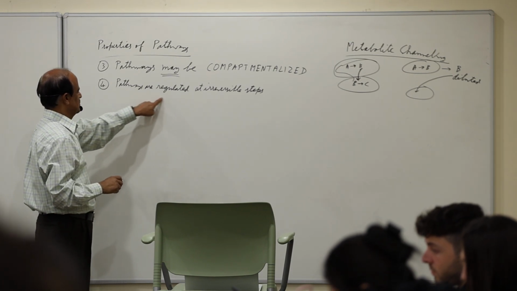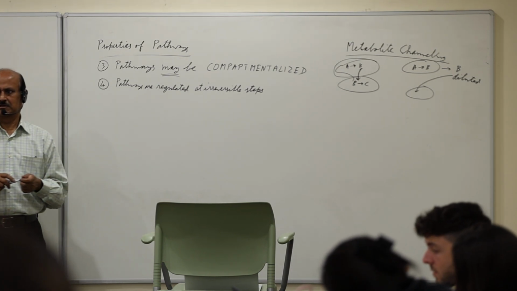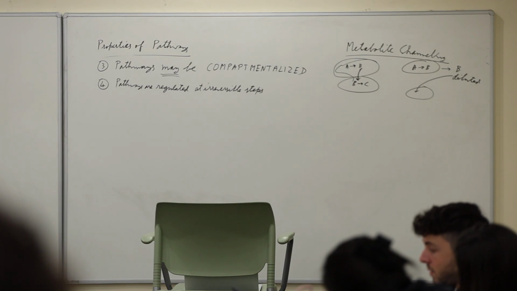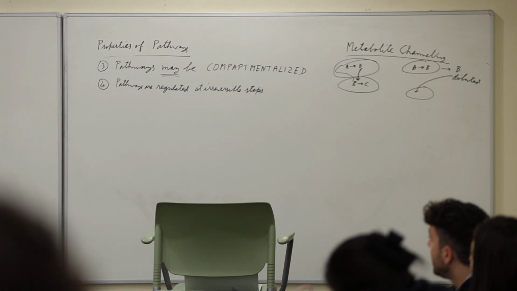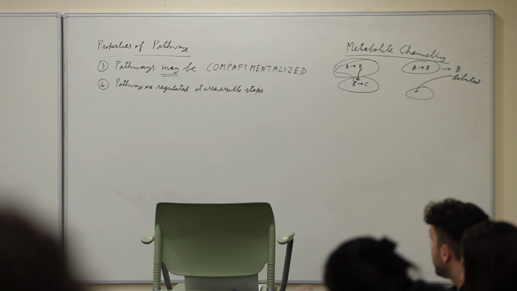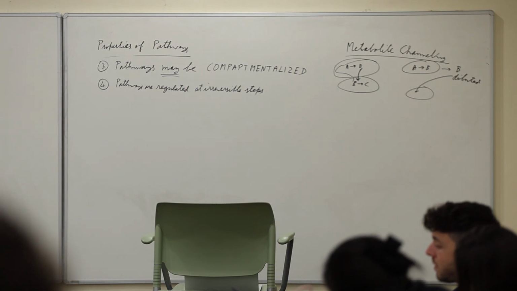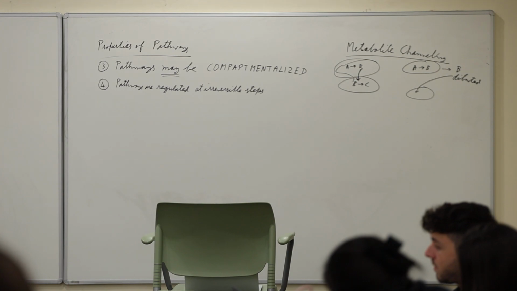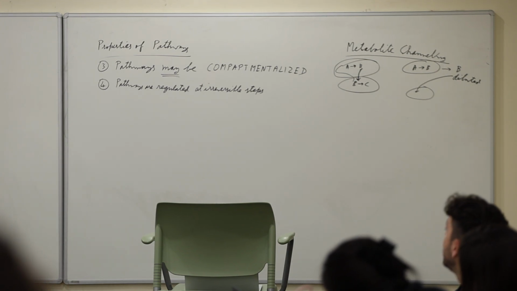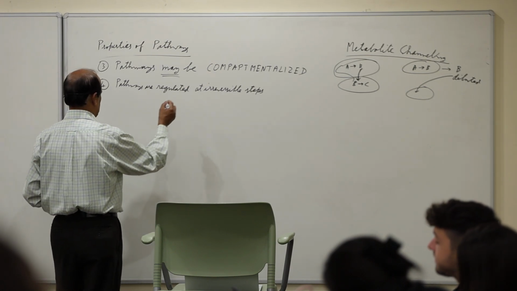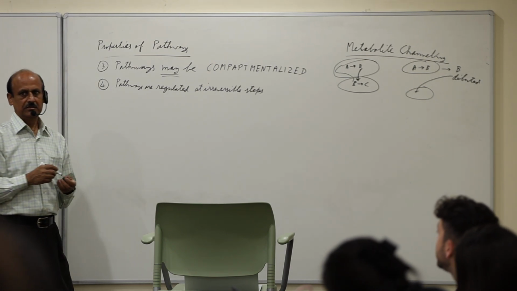But one thing that happens is all pathways are regulated. I've been mentioning this many times. It is always regulated at the irreversible steps. And why is that? Why do you want to regulate the pathway at the irreversible step? This will be the last thing on the metabolic pathways in general. After that, we will move on to specific pathways and start with the carbohydrates. So we'll move on to the chapter on carbohydrates. So why is it regulated at the irreversible step?